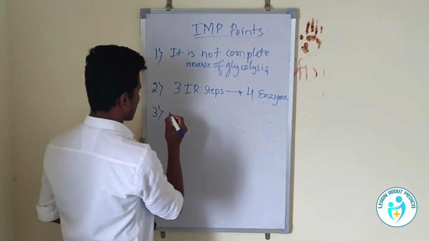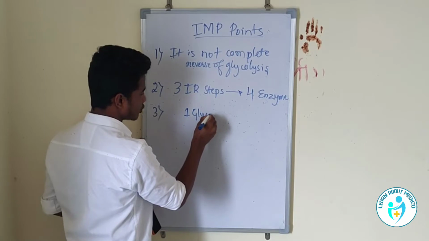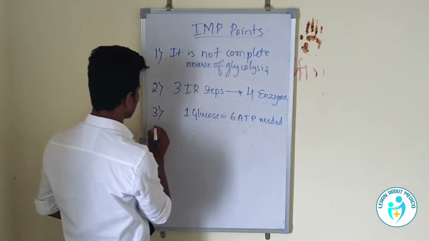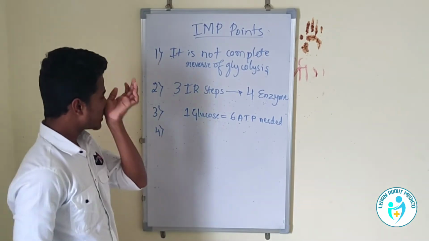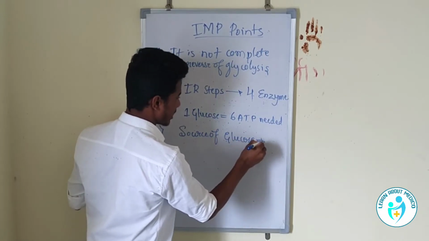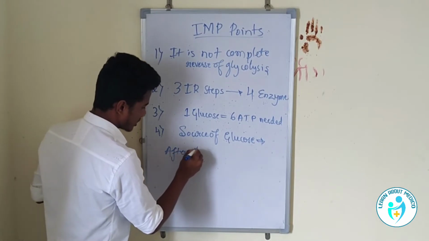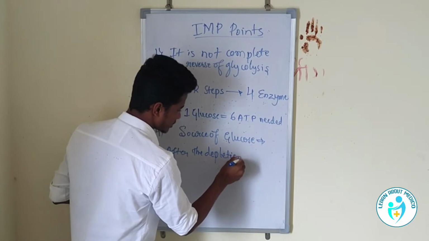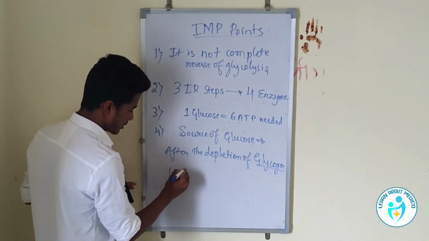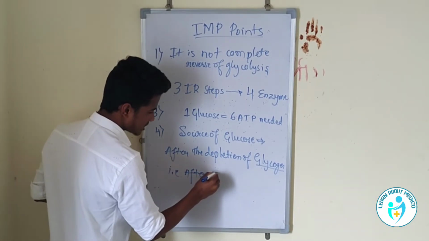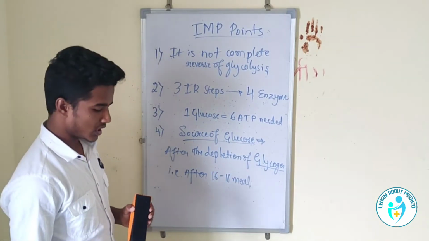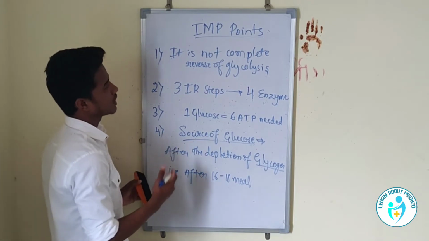And the third point is that for the synthesis of one mole of glucose, 6 ATP are needed. Then we move on to the source of glucose. After the depletion of glycogen, after 16 to 18 hours of a meal, we are going to get glucose from gluconeogenesis. That is the good source of glucose. These are the important points to remember about gluconeogenesis.